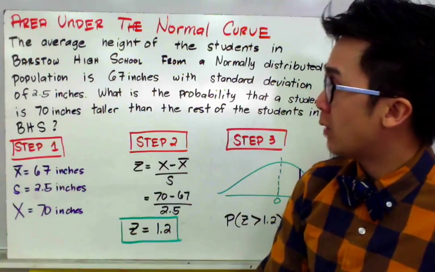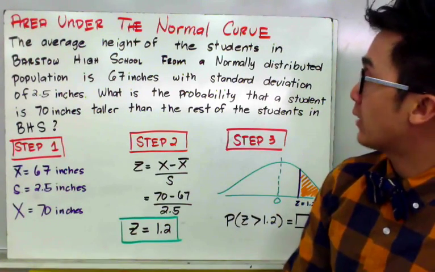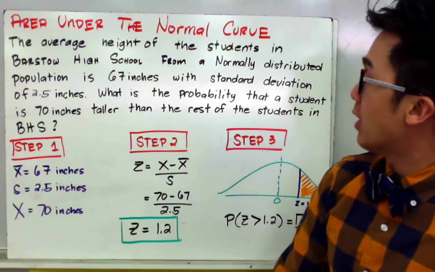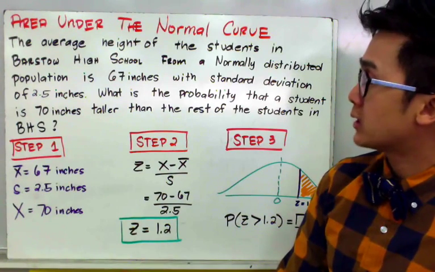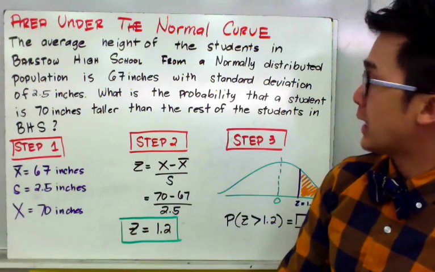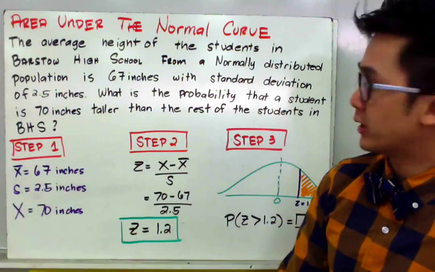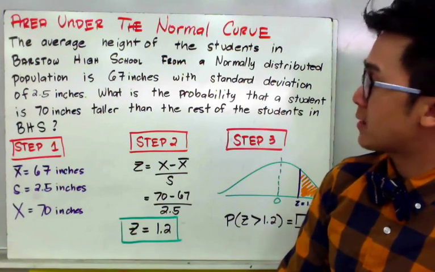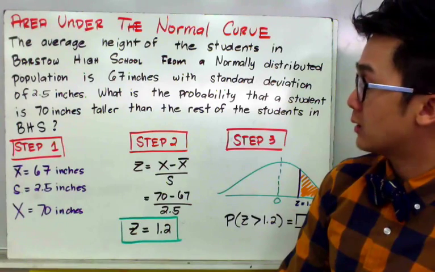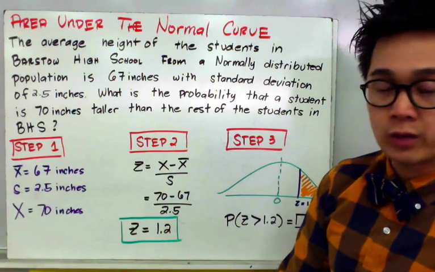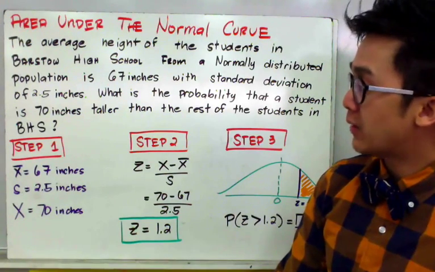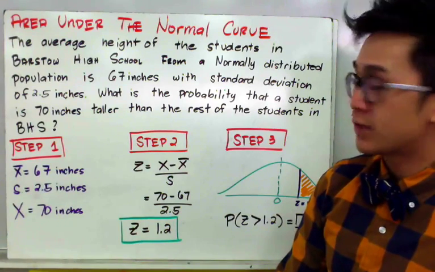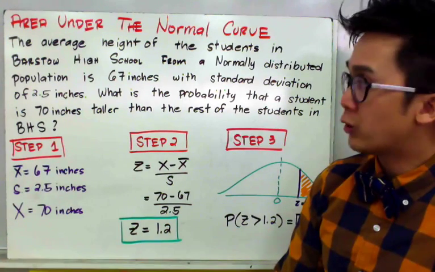Now in this word problem, it says that the average height of the students in Barstow High School, from a normally distributed population, is 67 inches with a standard deviation of 2.5 inches. What is the probability that a student is taller than 70 inches compared to the rest of the students in Barstow High School? We'll have several steps on how to solve this probability question using a normal distribution.